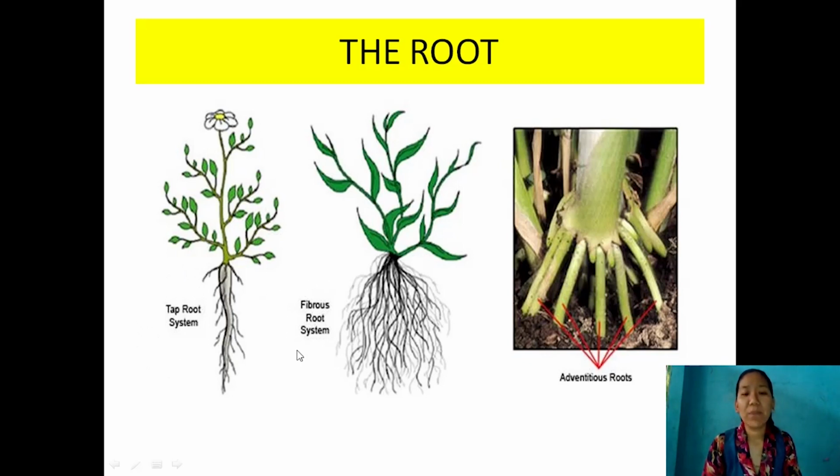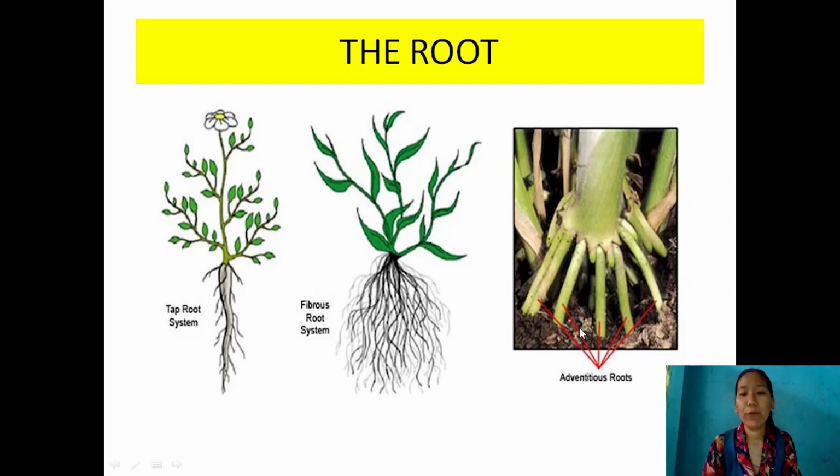The other type is the fibrous root system, usually found in monocotyledonous plants, that is grasses. Here the primary root is short-lived. When it disappears, the plant will have bunches of roots growing from the stem, and this is the fibrous root system.